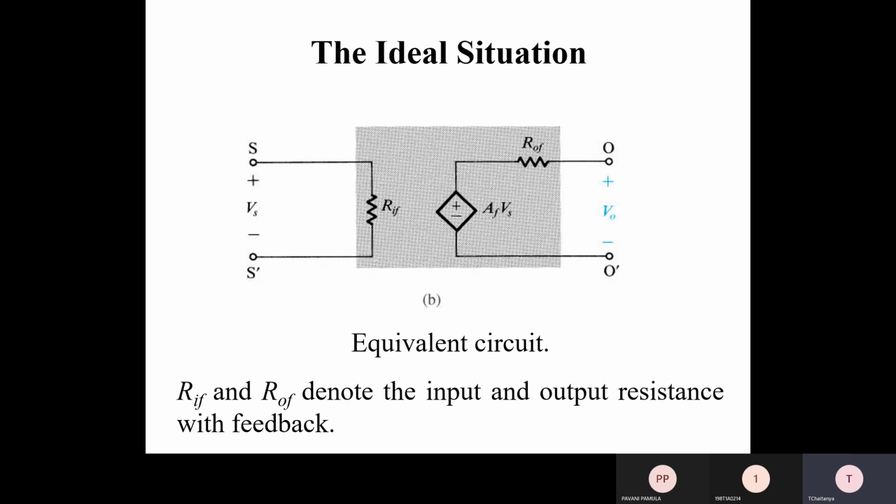In the ideal situation, the source terminal is this one and the destination terminal is here. On the source side, VS is the source signal voltage, and RIF is the input resistance, AF is the forward gain, and ROF is the output resistance, where RIF and ROF are the input and output resistances with the feedback network.